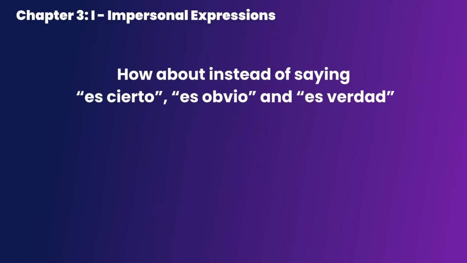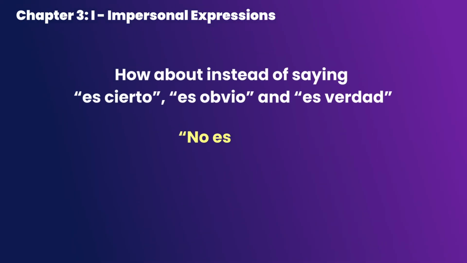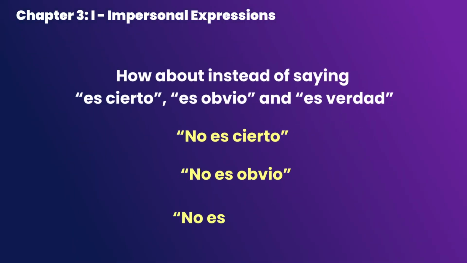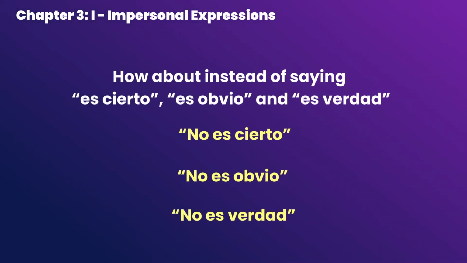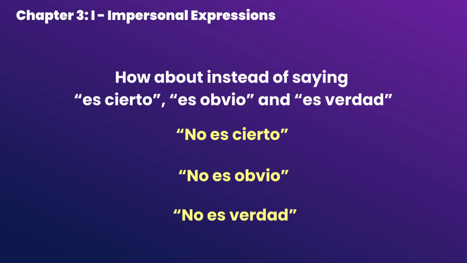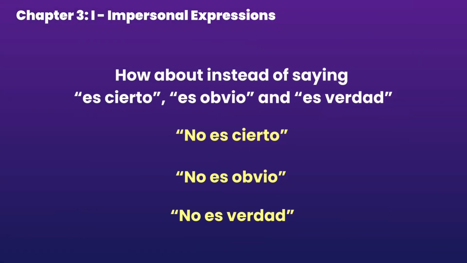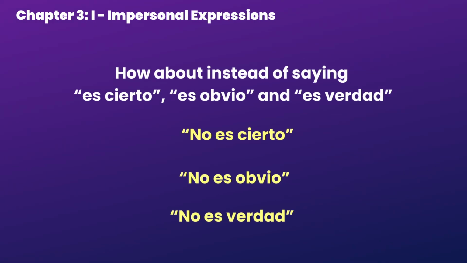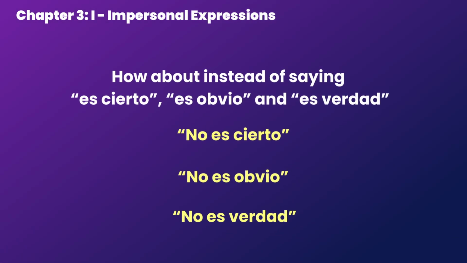How about instead of saying es cierto, es obvio and es verdad, we flip them and say no es cierto, no es obvio and no es verdad. What do you think happens now? Does it look like these expressions still show facts and certainty? No, they do not. When these particular expressions are used in a negative form, they become nothing but opinions again, and that means that we're back into having to use the subjunctive conjugation in a subordinate clause.